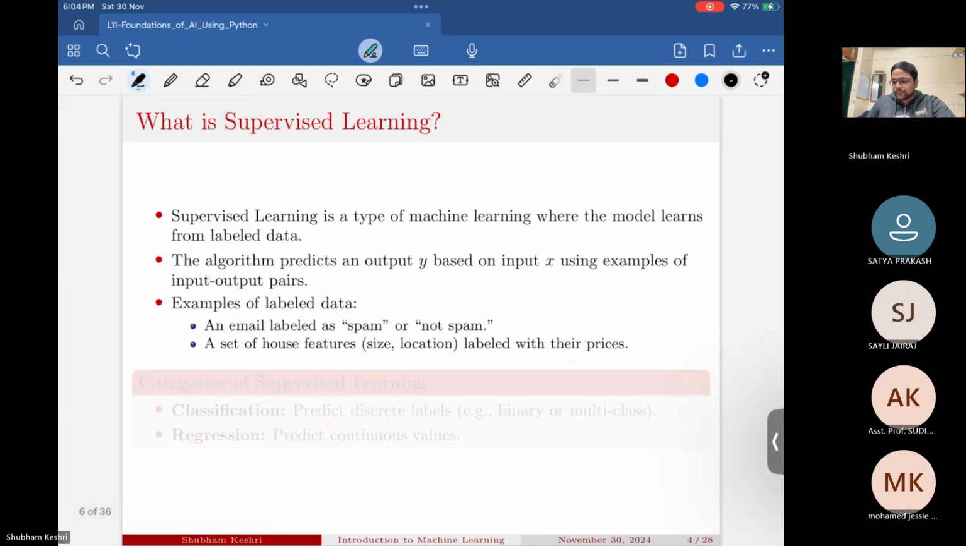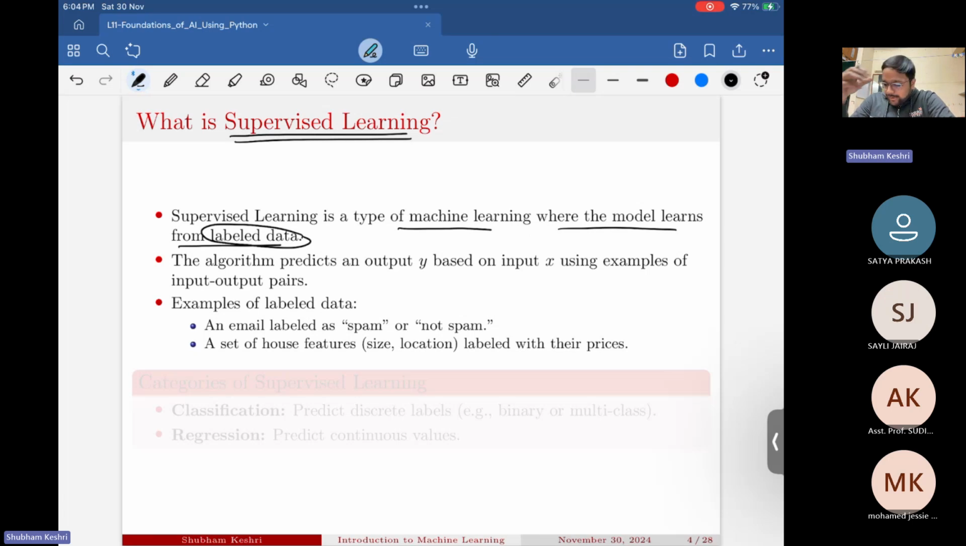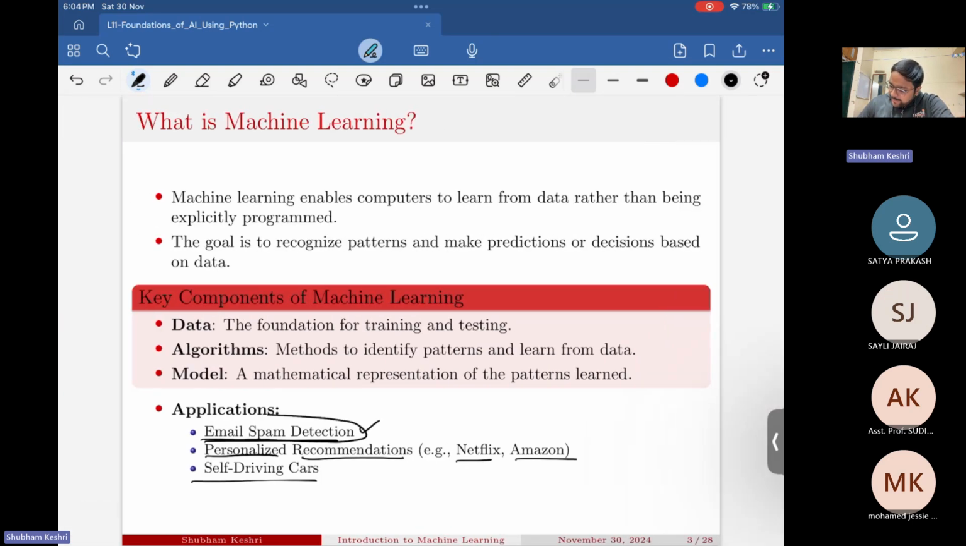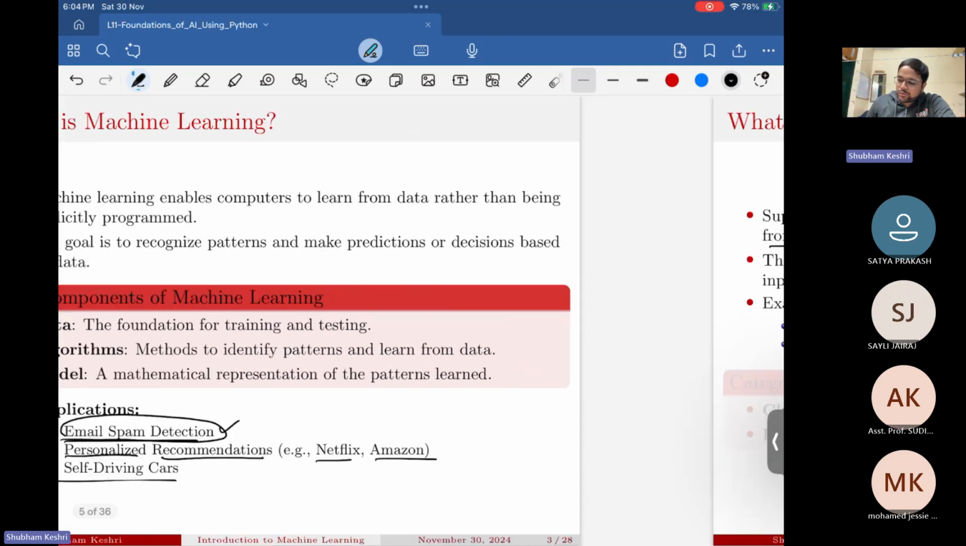So what is supervised learning? In this type of learning, there is labeled data. There are some features of the data. If you're talking about, say, spam detection, you can have some features like where the mail is coming from, what is the title of the mail, what words are being used in the mail, and so on and so forth. So those are features.